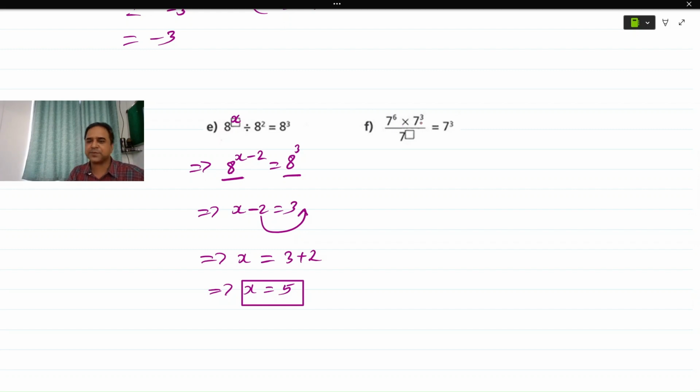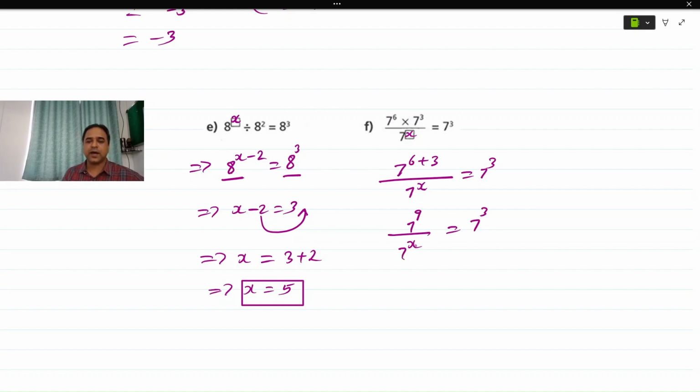Same way here also we can do. If you take this box as x, you know that the first relation is multiplication, so you will be doing addition of the power. So 7 to the power 6 plus 3 upon 7 to the power x is equal to 7 to the power 3. You could have done 6 plus 3 minus x, but just for your better understanding we are adding one more step. So here 7 raised to 6 plus 3 will give you 9, upon 7 to the power x is equal to 7 to the power 3.